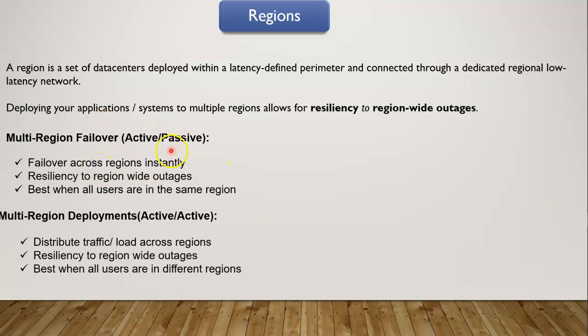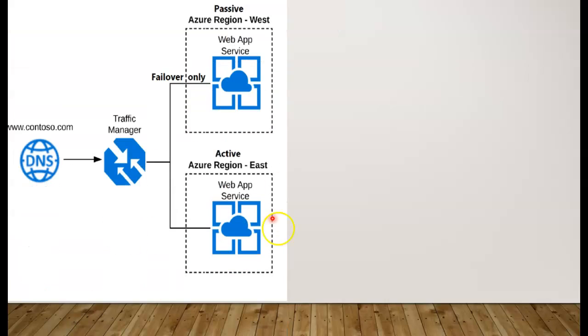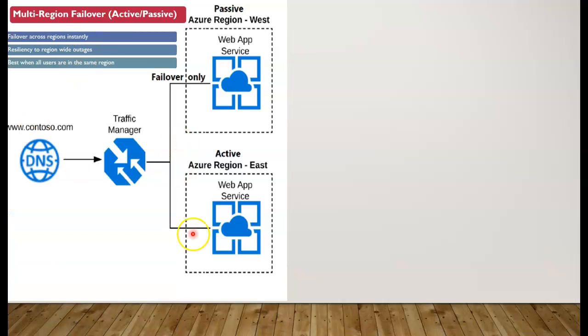One would be active passive, the other would be active active. Let's talk about these two with the designing way. Let's have a look at this. The first one would be the active passive method. So in this method we're going to talk about how this design works.